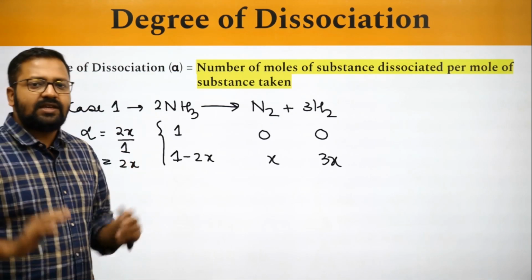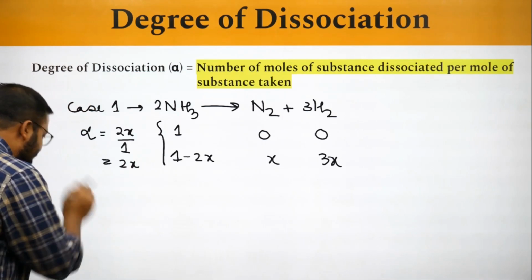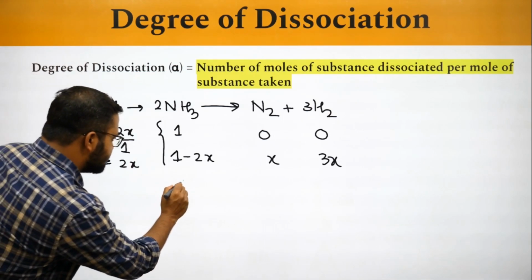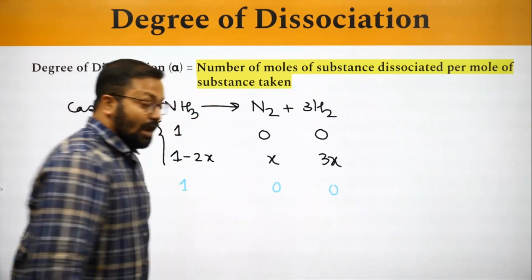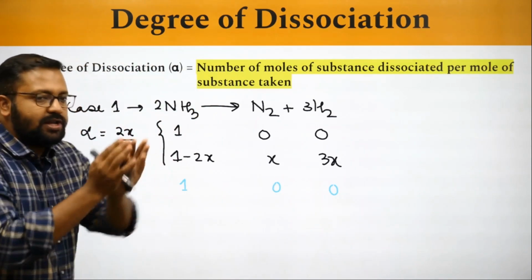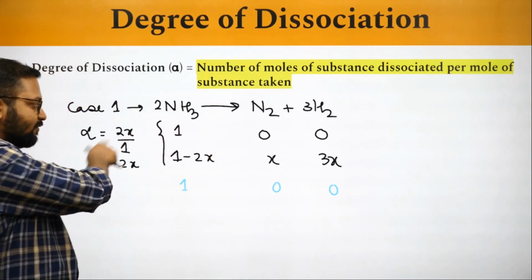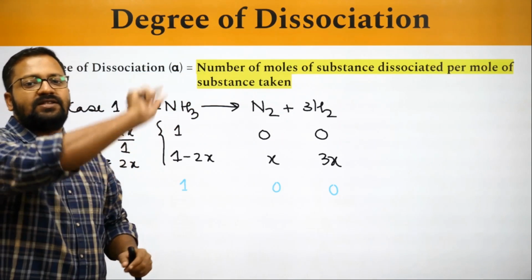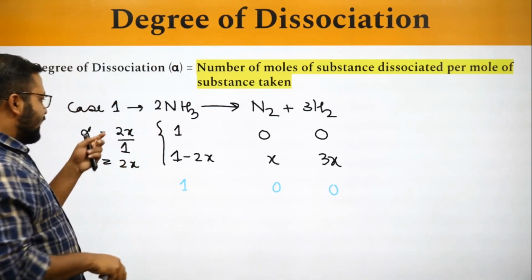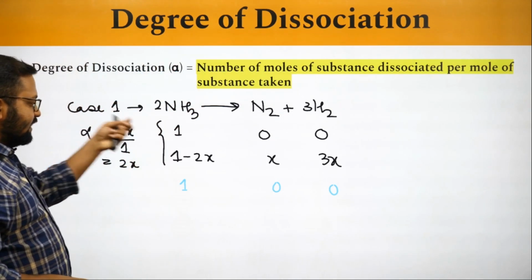Cool. Very easy. इसको हम और एक तरीके से लिख देते हैं. This is 1, this is 0 and this is 0. Now I want to write the amount dissociated in terms of alpha, where alpha is the degree of dissociation. X is not degree of dissociation. X is some amount by which it is dissociated. But I have expressed alpha in terms of x.